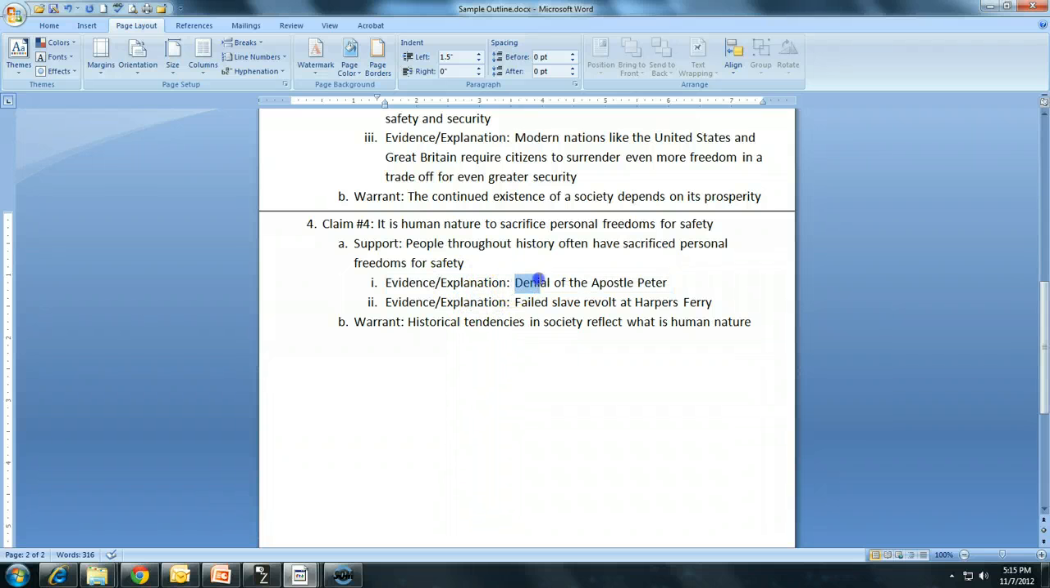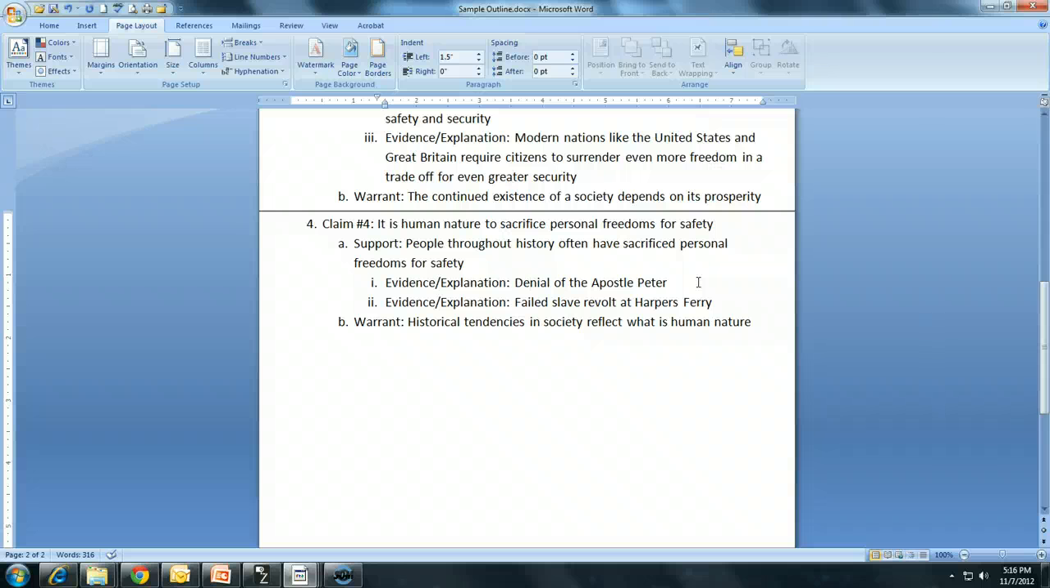First of all, I want to make a biblical reference, just because the Bible is the most referenced book in literature, and it gives me ethos. It makes me sound smart. People throughout history have often sacrificed personal freedoms. The denial of the Apostle Peter, when Peter in the New Testament denied Jesus as Jesus was being crucified, is an example of a man who sacrificed his freedom to be associated with Jesus, which was his inalienable right. He sacrificed that right for his safety because he didn't want to be the next one put up on the cross. And so that's just a good biblical illustration.